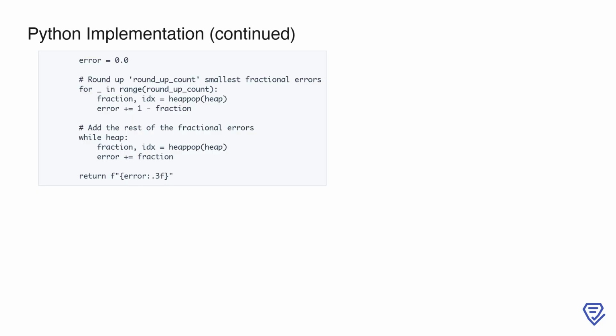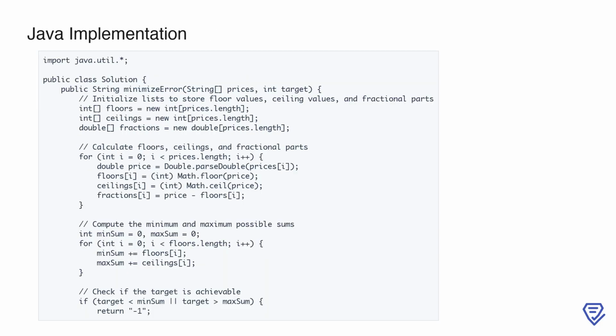Once we've rounded up the required number of prices, the remaining fractional values in the heap correspond to those prices that we round down. For each of these, the rounding error is simply the fractional value itself, so we add that to the error as well. Finally, we return the total error formatted to 3 decimal places as a string. This ensures the result adheres to the problem's requirements while achieving the smallest possible rounding error to meet the specified target. Here, we begin by importing the necessary libraries and defining the solution class along with the minimize error method.